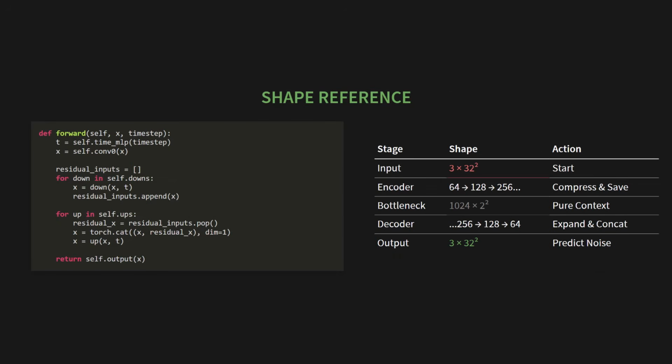And for those of you who love tracking your tensor shapes, here's a quick reference for that entire journey. You can see the shape as it starts at the input, gets compressed by the encoder while the channels grow, hits that bottleneck of pure context, and then expands back up in the decoder, getting bigger spatially while the channels shrink. It's a beautiful, symmetrical process that ends right where it began, giving us our final noise prediction.